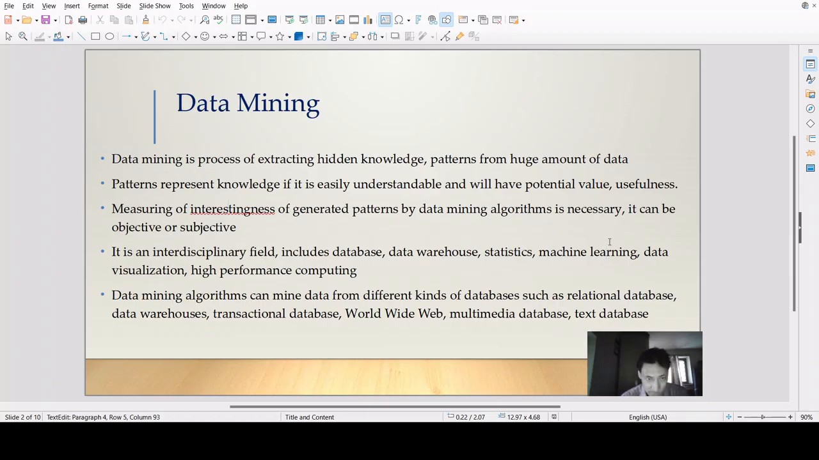Today I will talk about data mining. Data mining is a process of extracting hidden knowledge patterns from huge volume of data. Organizations which are using information systems will have data in their backend in the database. There will be frequent transactions performed within the organizations. And as time grows, the volume of data will also grow.